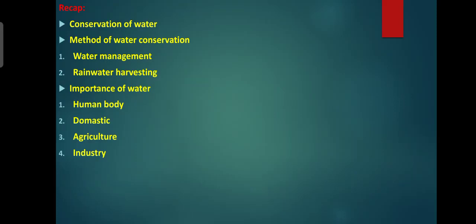The main reasons for water scarcity: population, uneven distribution of rainfall, decline of groundwater table, pollution of water, careless use of water. Second one, methods of water conservation. Mainly two methods can be followed for the conservation of water. First one, water management, and second one, rainwater harvesting.